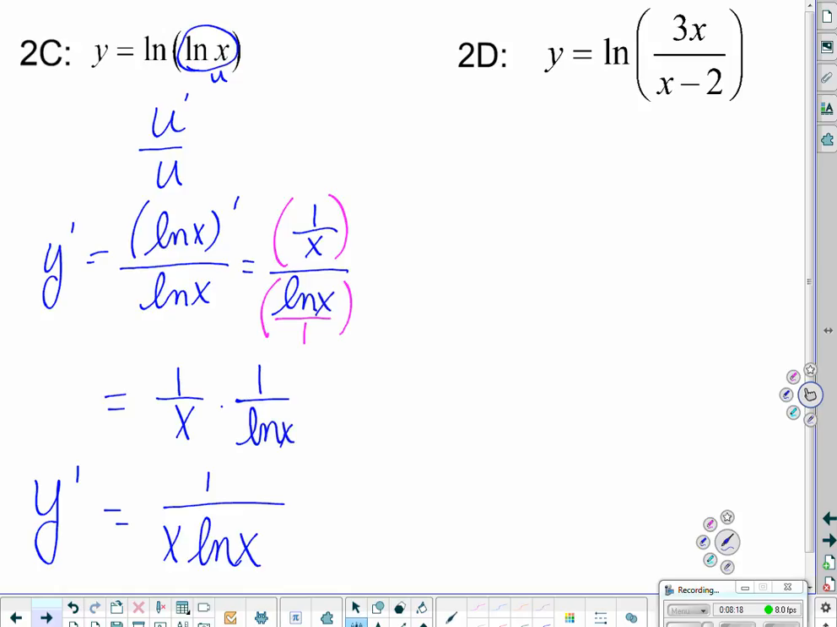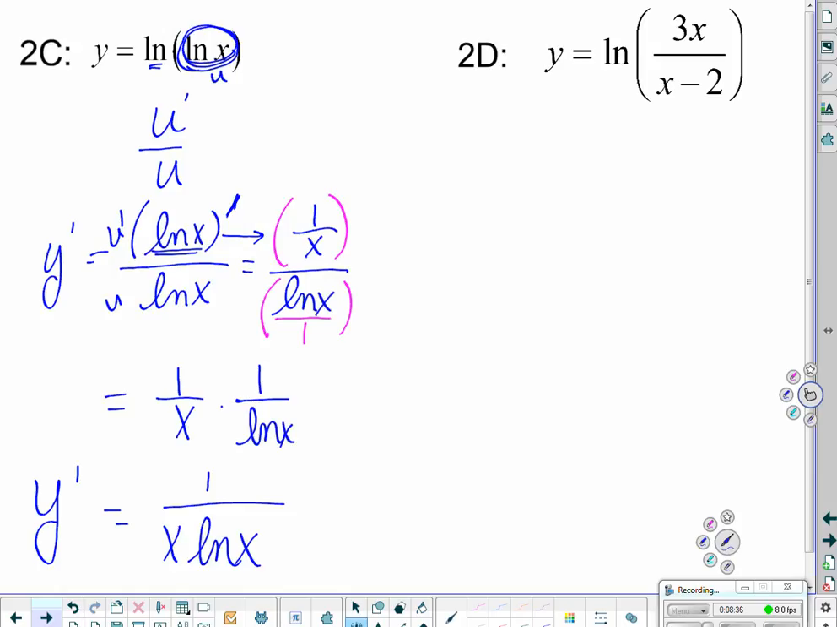Think that through again. We allowed the inside part of our natural log to be u. And we know the pattern is u prime over u. So here was my u, so I'm going to need to take its derivative. But its derivative turns into 1 over x. So it was u prime over this u.